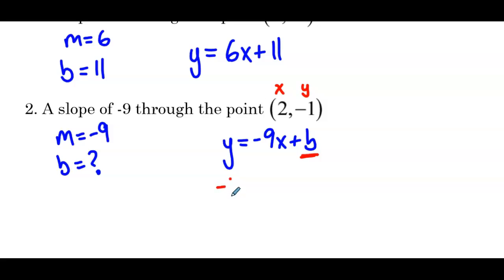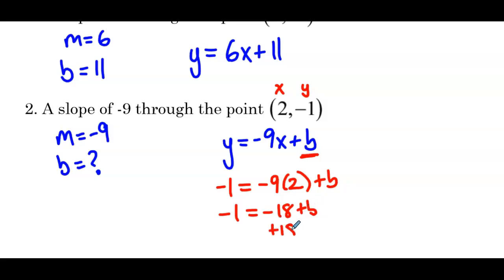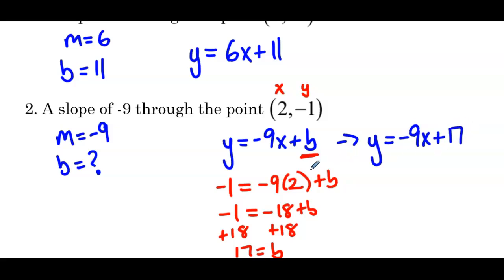So we can substitute -1 in for y, 2 in for x, plus b. So we have -1 equals -18 plus b. So we can add 18 to both sides. So we have 17 equals b. So I can write the equation as y equals -9x plus 17.